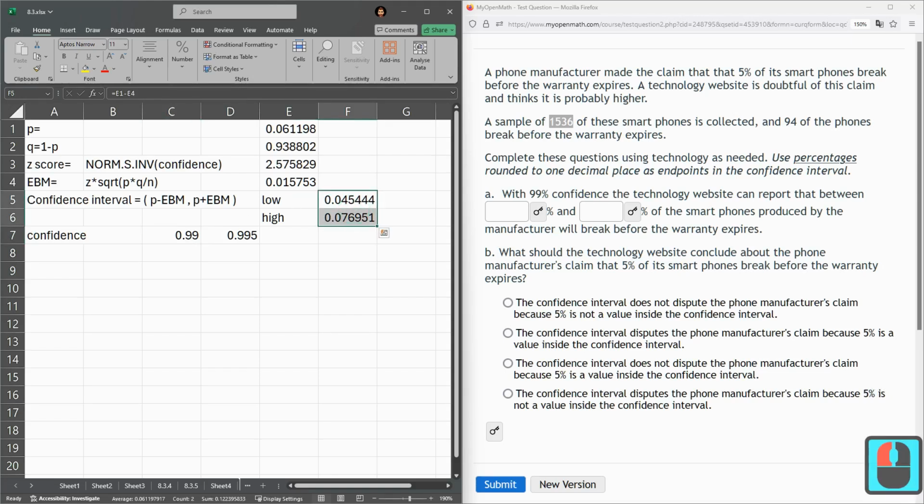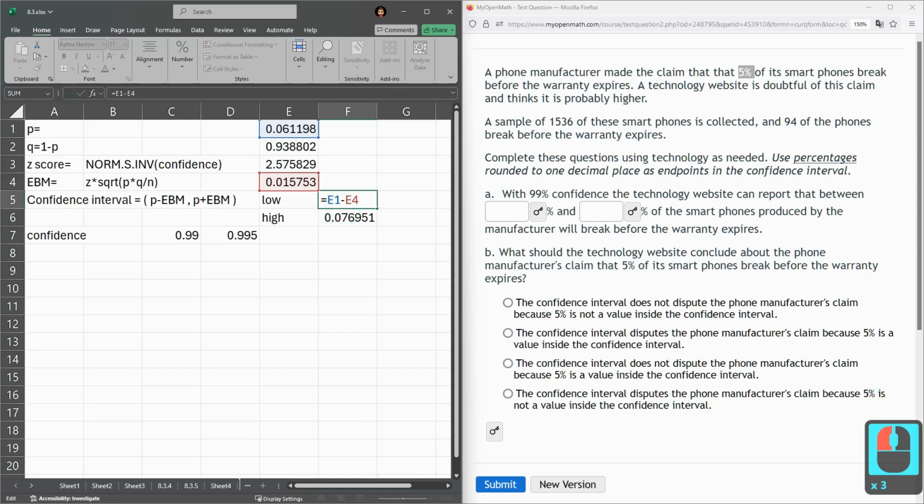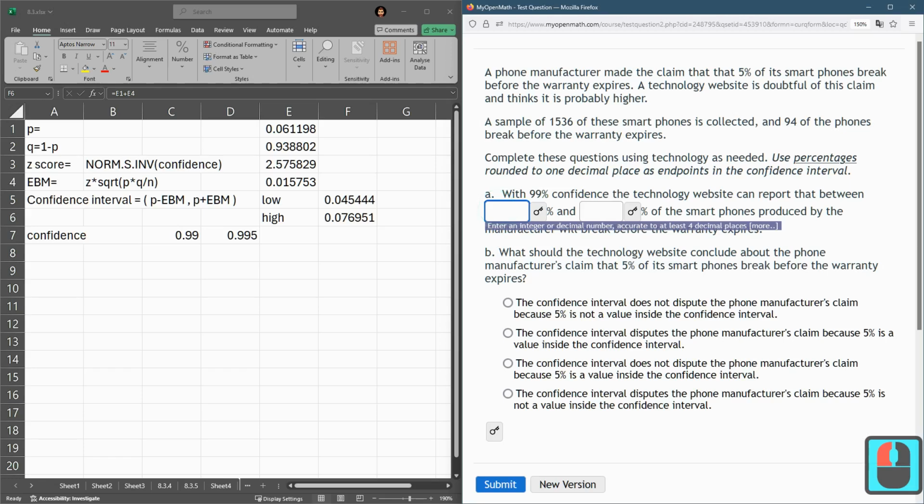So the question is, our failure rate that we saw was 0.061. What the claim is that the actual rate is 5%. Now, the question is, is 5% in between these two values? It is. It's a little closer to the low value, but it is between these two values. So let's go ahead and answer.